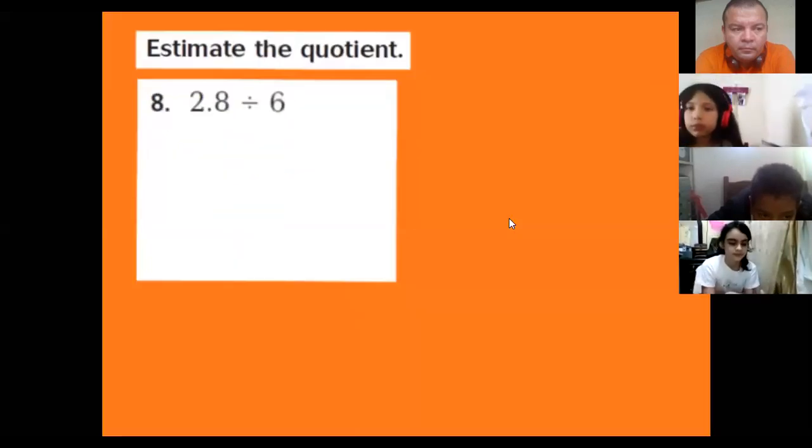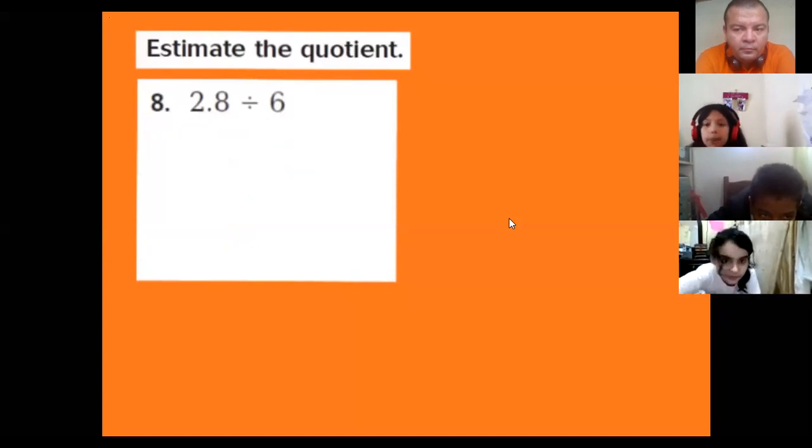Now, let's go back and work question number 8 together. Once again, for question 8, our job is to estimate the quotient. However, number 8 is a little different than the past few problems that we worked together. For question 8, they give us 2 8/10 divided by 6. When I look at this problem, I notice that the divisor, which is 6, is greater than the dividend, which is 2 8/10.